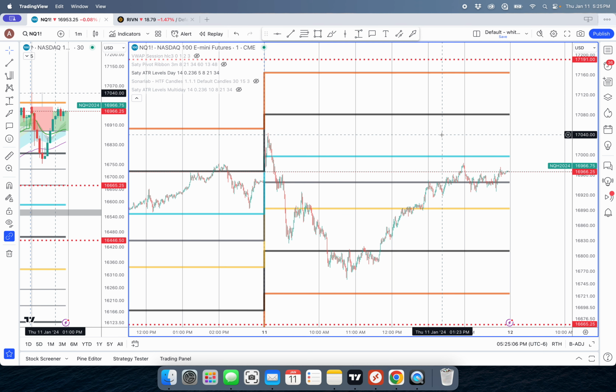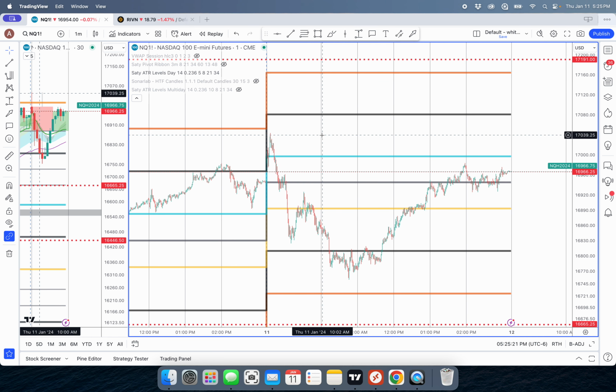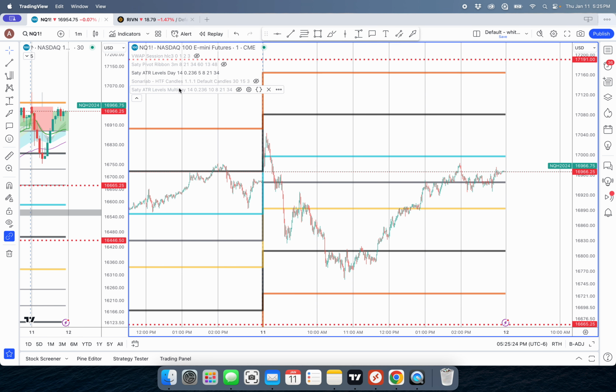All right, let's talk about in this lesson. This is purely just going over the fundamentals of the SATI ATR levels. These are static average true range of the market. You can use it for anything, whether it's a stock. For us, we use it for NQ or ES for futures traders, but everything works.